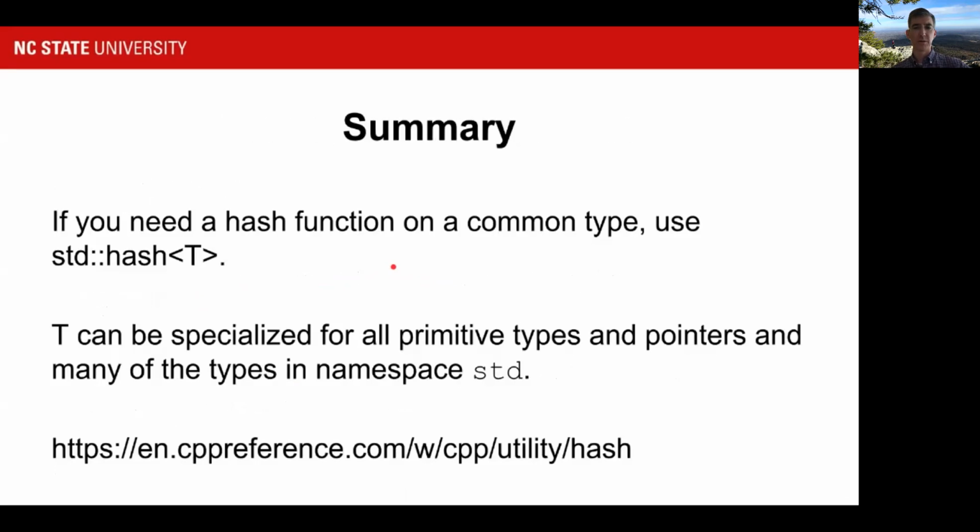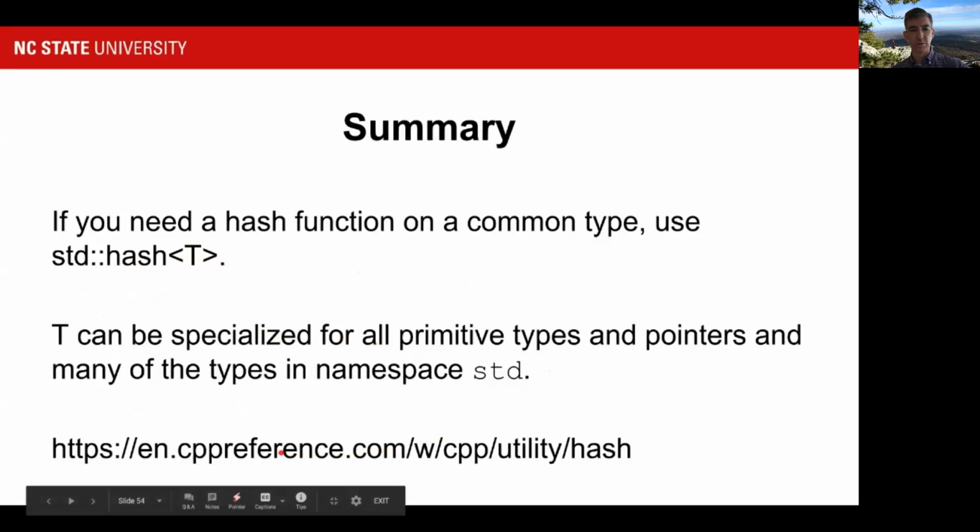Okay, so if you need a hash function on a common type, you can use std::hash templatized to that type. T can be specialized for all primitive types and pointers and many of the types in namespace std. And if you want to read more about it, you could just do a quick Google search, or you could follow this link to cppreference.com.